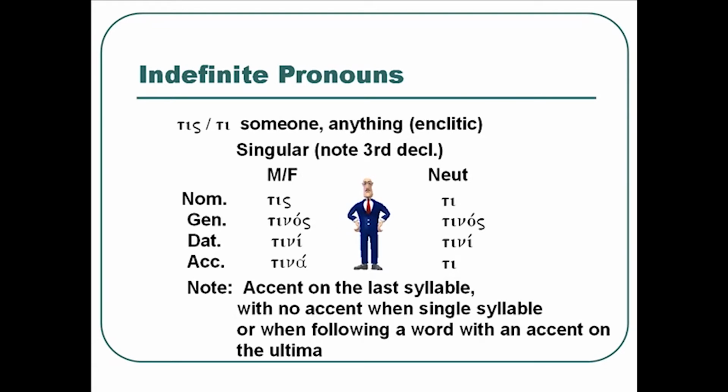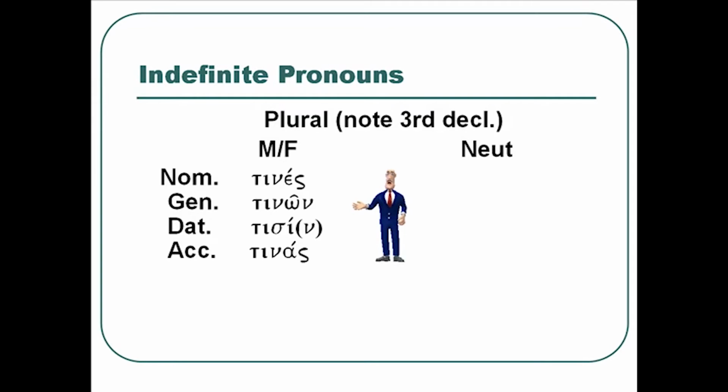There's a reason why I'm making a big deal over the accent and the lack of the accent and the placement on the ultima, because there's going to be another form when we get to the interrogatives that's going to be exactly the same form that's going to place the accent differently, and that's going to be the only difference. So indefinite pronoun, no accent on the tis, ti, or if it is accented on the ultima. Now the indefinite pronouns, the plural forms, are the nominative masculine feminine, tines, tinon, tisi, tinas.